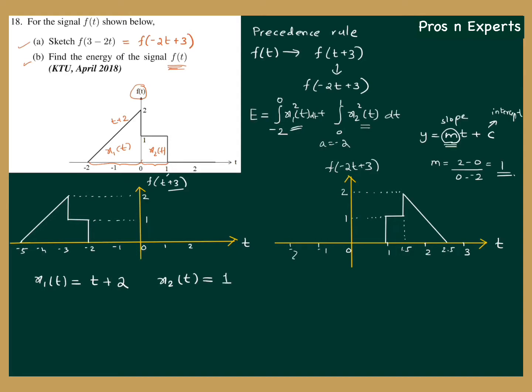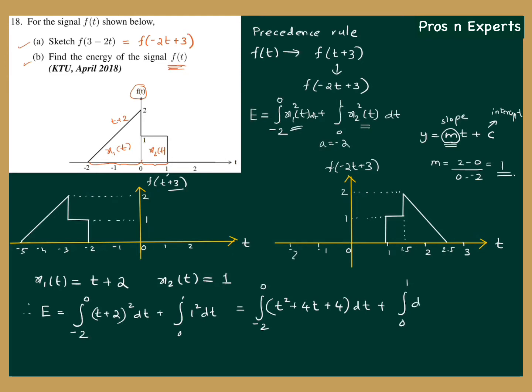Okay, now we can find the energy, which is equal to the integral from minus 2 to 0 of x1 of t the square, that is t plus 2 the square dt, plus the integral of x2 of t from 0 to 1, 1 square dt. Okay, so that comes to be the integral from minus 2 to 0 of t square plus 4t plus 4 dt plus the integral from 0 to 1 of dt.